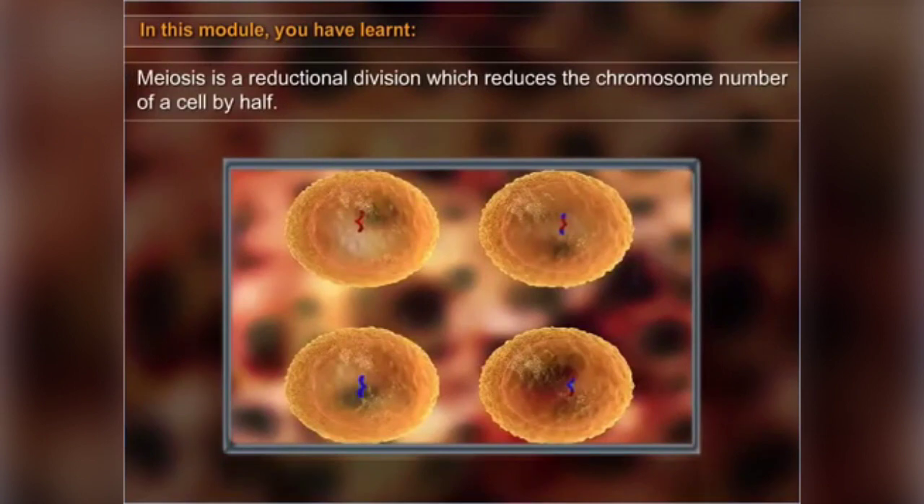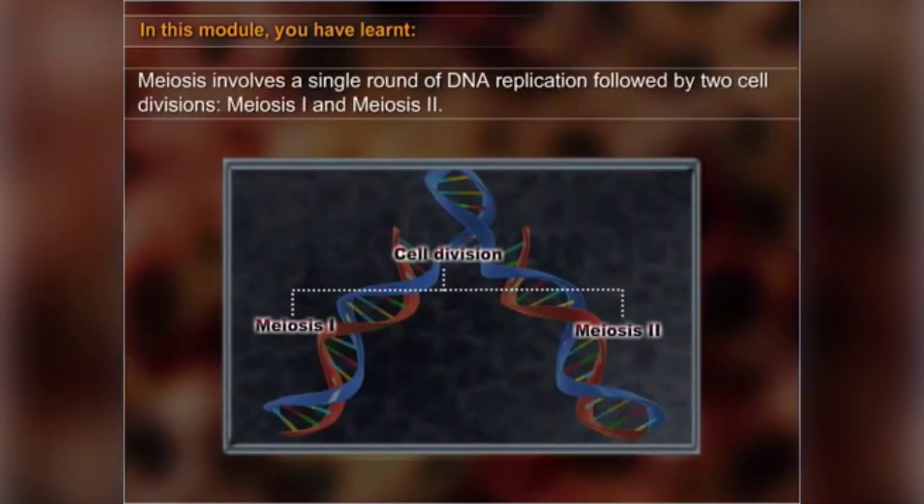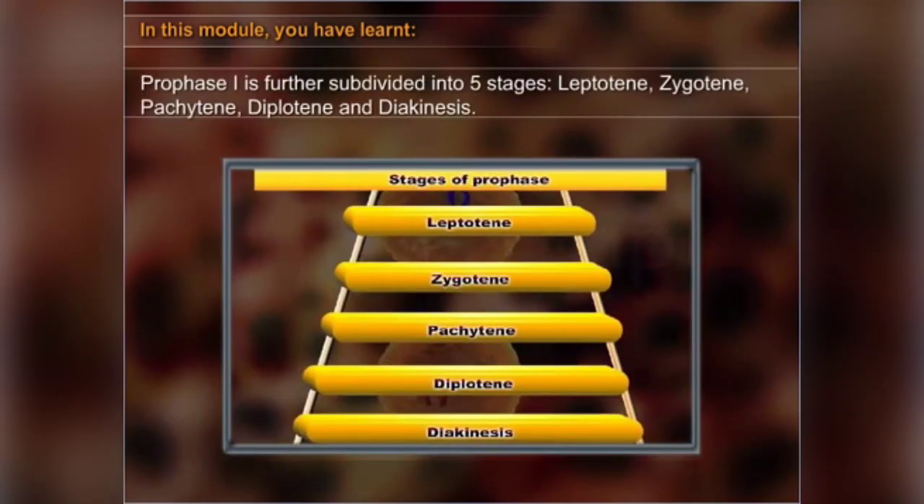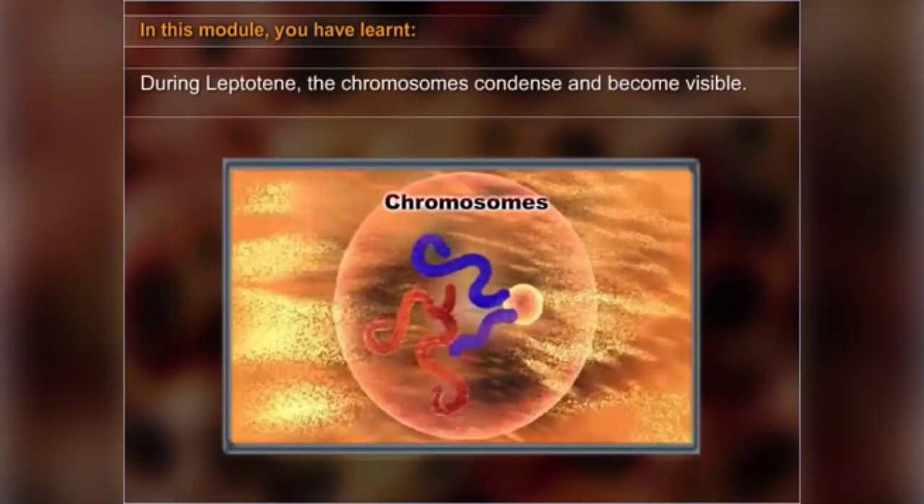In this module, you have learned meiosis is a reductional division which reduces the chromosome number of a cell by half. Meiosis involves a single round of DNA replication followed by 2 cell divisions, meiosis 1 and meiosis 2. Meiosis 1 includes 4 stages: prophase 1, metaphase 1, anaphase 1 and telophase 1. Prophase 1 is further subdivided into 5 stages: leptotene, zygotene, pachytene, diplotene, and diakinesis. During leptotene, the chromosomes condense and become visible.